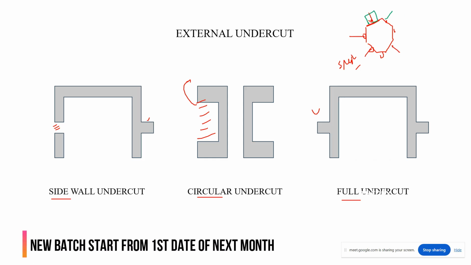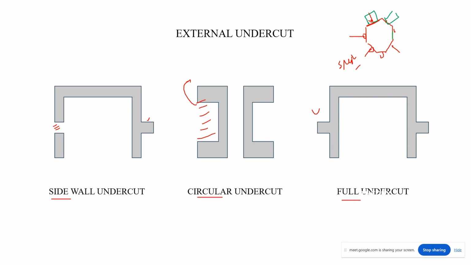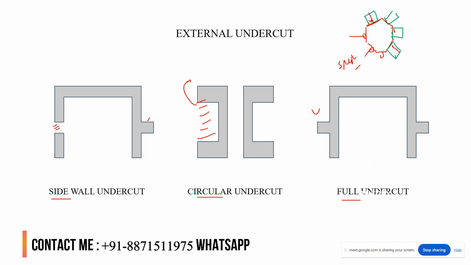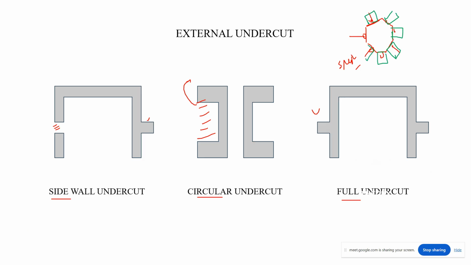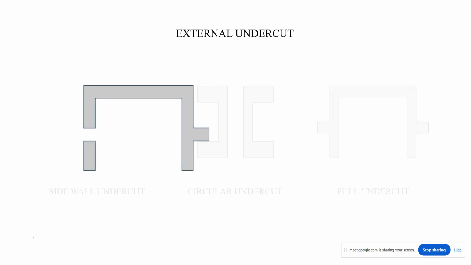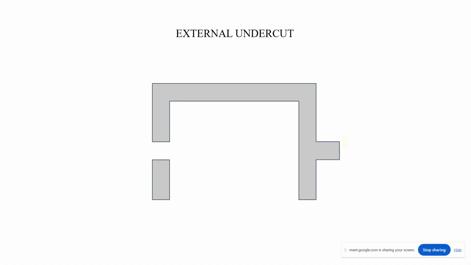This is one slider, this is another slider, this is another slider, and each individual slider will be perpendicular to the related face, right or wrong? Understood? Okay, now see external undercut.